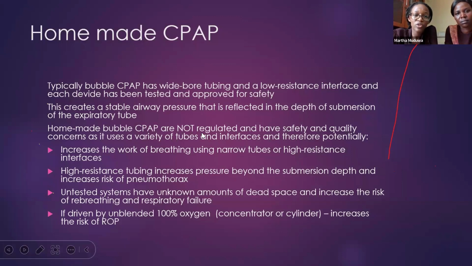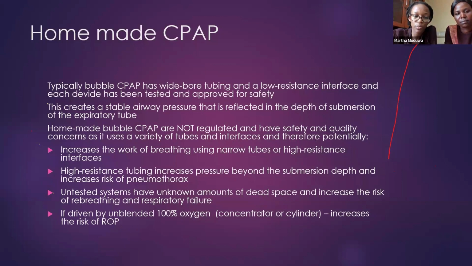Then the tubes, which we often use, are very small, and smaller tubes will give you increased dead space in the setup that you've made, and you're not able to measure the amount of dead space, and this could worsen the respiratory failure. The narrow tubes have high resistance, and high resistance will just increase the work of breathing that the infant has to breathe against the pressure that you've set.